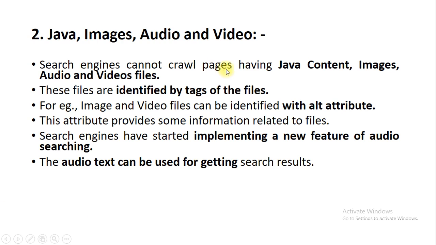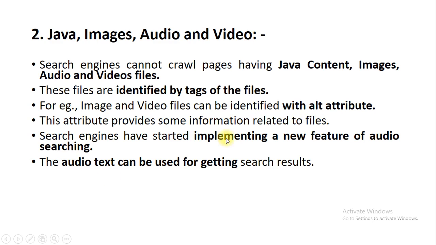Search engines cannot crawl pages having Java content, images, audio and video files. These files are identified by tags of the files. For example, image and video files can be identified with the alt attribute. This attribute provides some information related to the files.